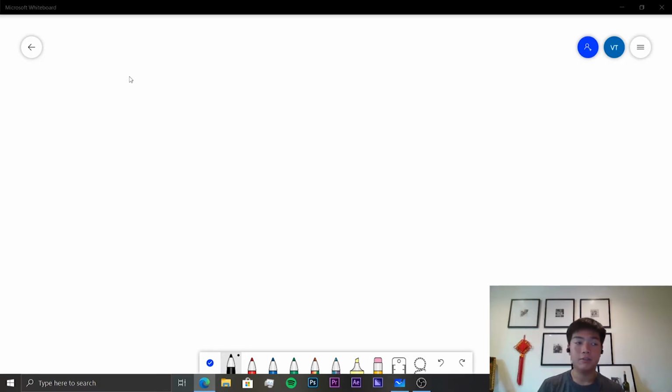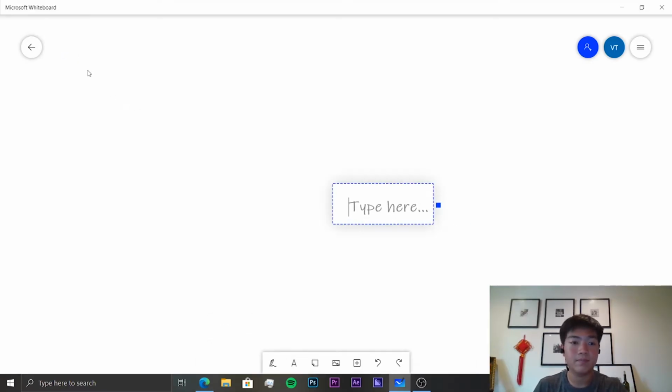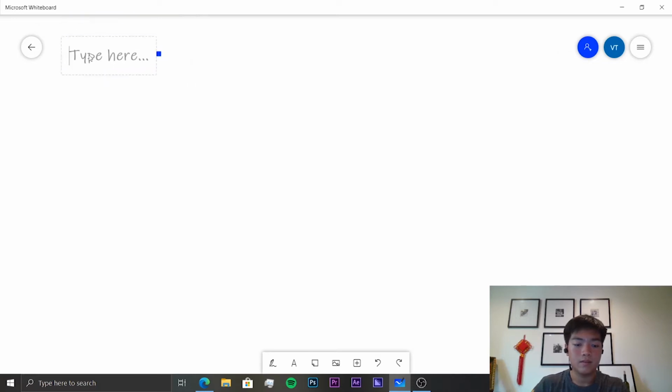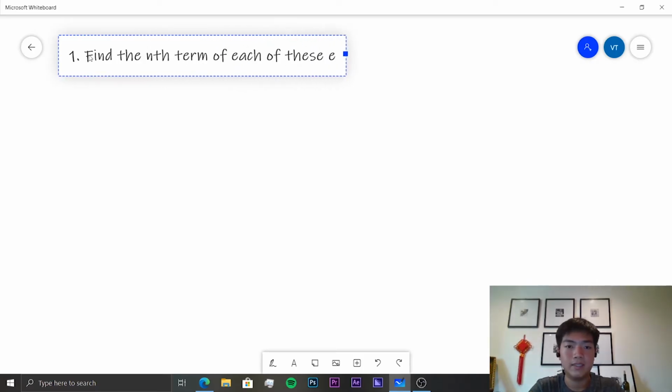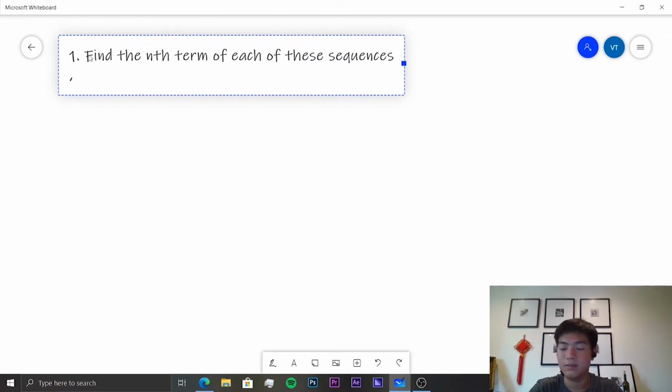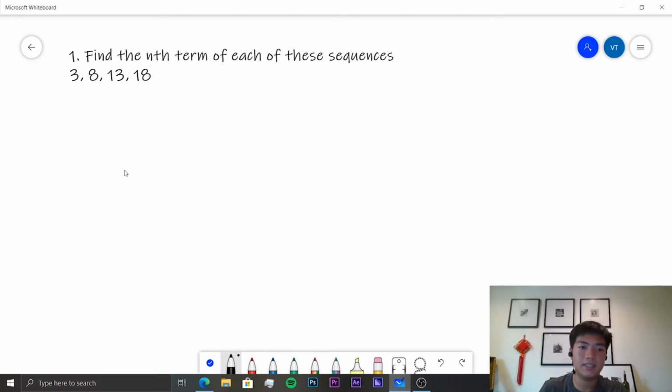As always, we'll do the first problem and the last problem from each question. So for the first question, we need to find the nth term. Let me just write this out. Find the nth term of each of these sequences. And our first sequence is 3, 8, 13, 18. As we can see here, the difference between each term is simply 5. And so we know the common difference, d, will be equal to 5.